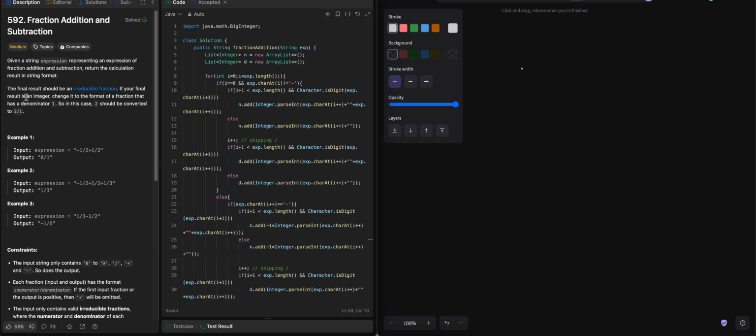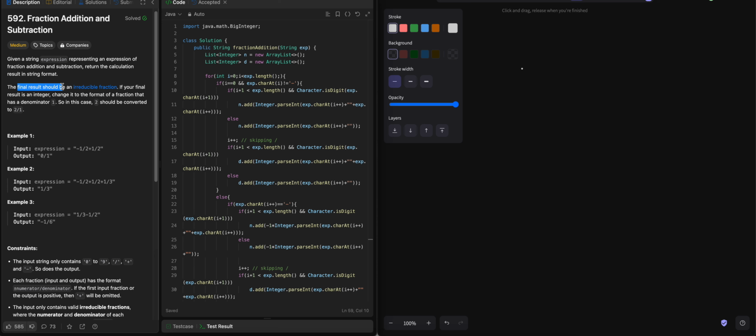Now there are a few things that are given. The final result should be an irreducible fraction, which means both numerator and denominator are not able to be divided any further. So that should be the smallest possible fraction that we can have. If your final result is an integer, change the format to a fraction that has a denominator. So let's say we got a result of 2. In order to return the result, we should make it a fraction and write it as 2 by 1, so that it forms a fraction.